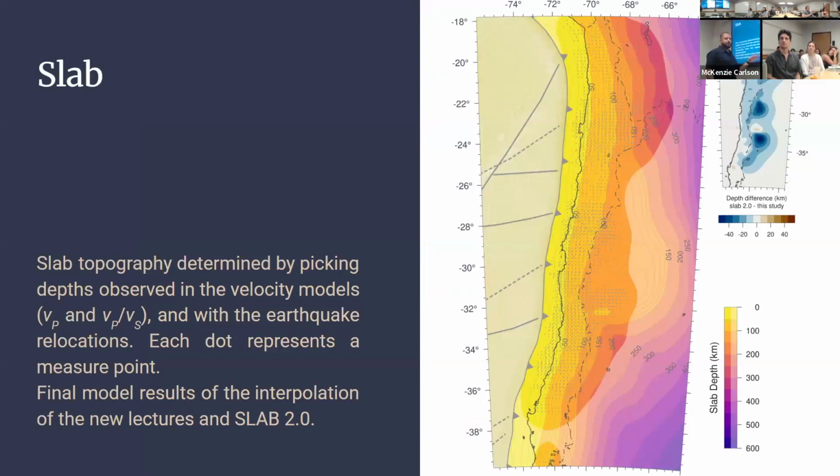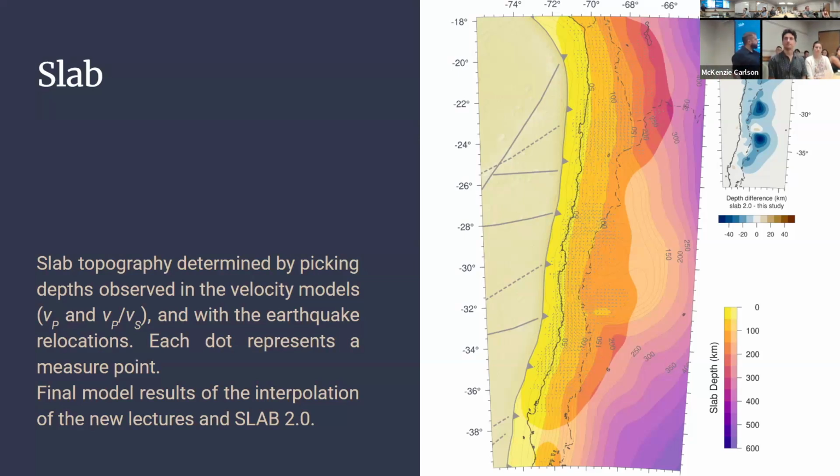I'm not going to show the tomography yet because it's so big. But one of the things I did based on this tomography was to build a slab topography. Using both the velocity models, P-wave, Vp/Vs, and Vs, and the seismicity relocated in the model, we were able to build a topography of the slab. The problem is when you build this kind of topography, you take choices, you don't know if the quality is going to be the same everywhere, and you don't really see what you do.